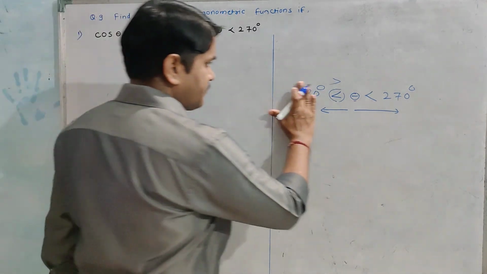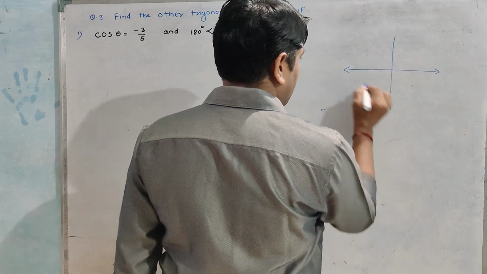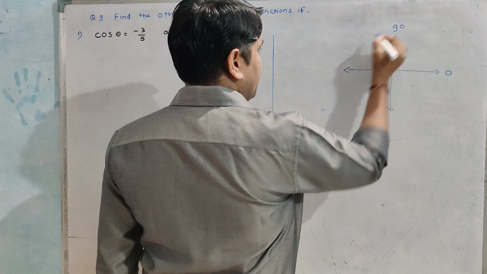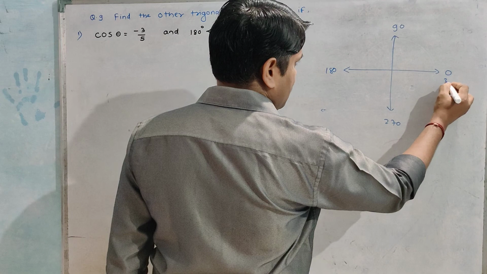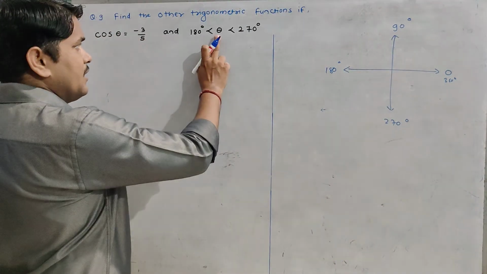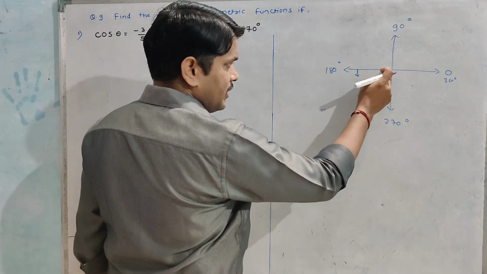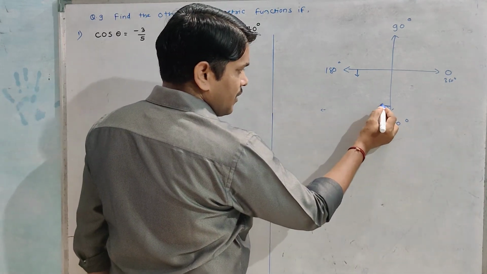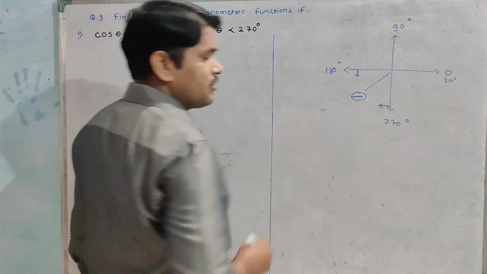Okay, so suppose if we consider our rectangular coordinate system, so we know that here we have 0, 90, then 180, then 270, and then again 360. Okay, so theta is greater than 180, 180 पेक्षा जास्त आहे म्हणजे 180, 181 हे खाली येणार, but less than 270, 270 पेक्षा कमी आहे, बरोबर. So that theta is lying in which quadrant? That is in third quadrant.